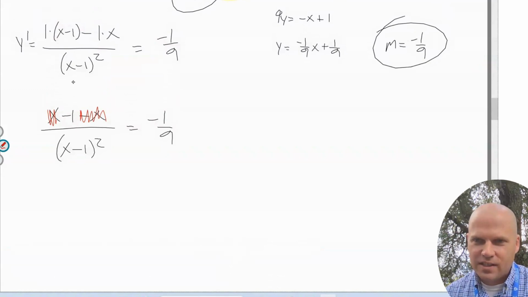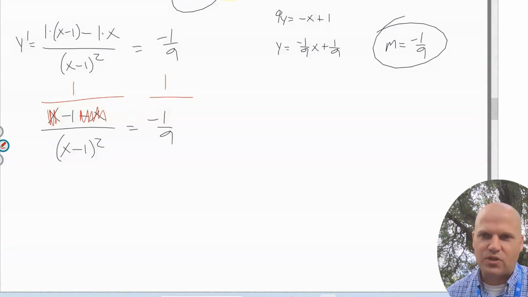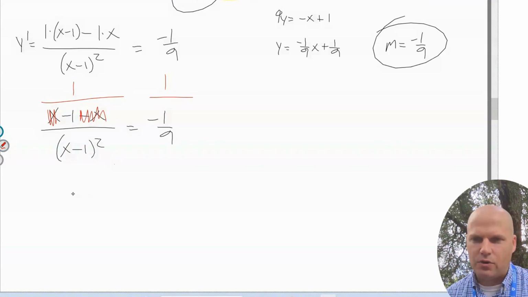You can always take the reciprocal of both sides. What does that mean, Mr. Mester? Take the reciprocal. What do you do, 1 divided by it? Like flip both sides. You are allowed to flip both sides.